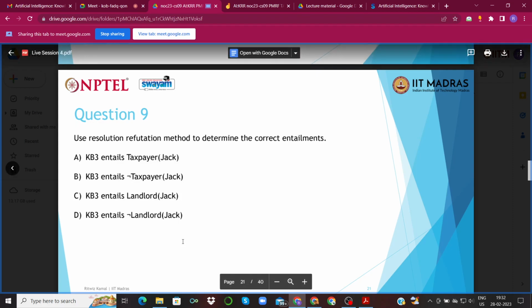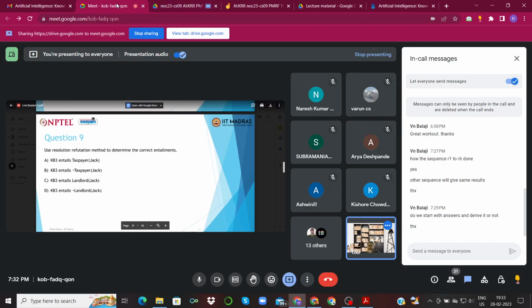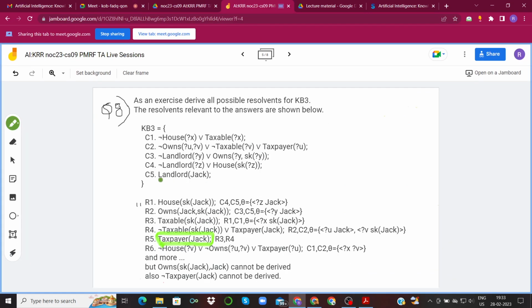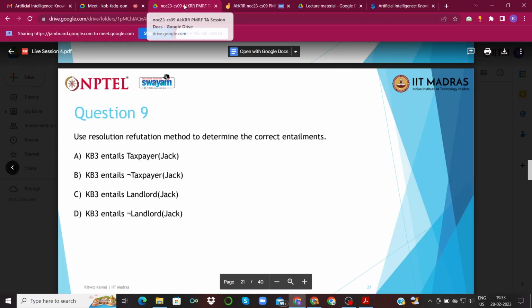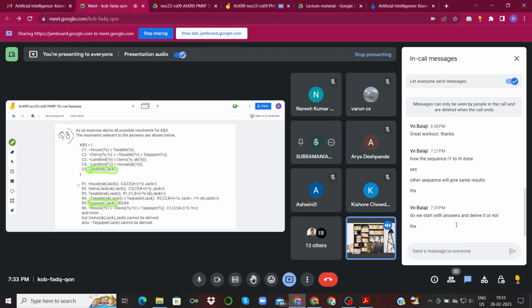Which of the other options do you think we can entail from the knowledge base? I think option C also you derived something, no? Option D also, option C also we derived. Let us check. Yes. See that? Option C is Landlord(Jack), right? Which is just given to us as a part of the knowledge base itself. So obviously it can be entailed. Thanks for pointing that out.